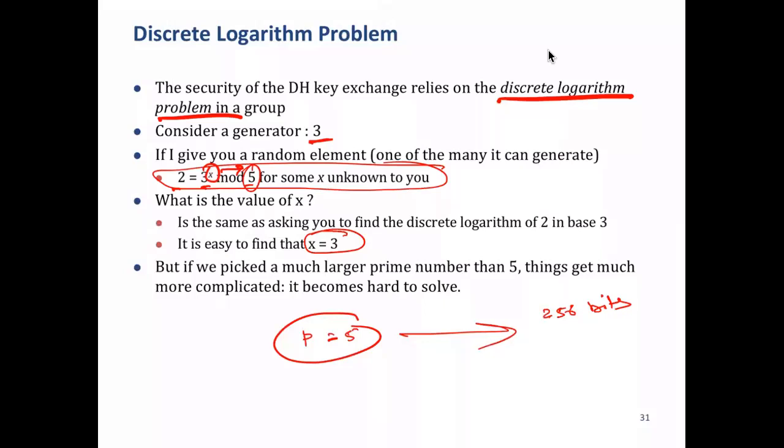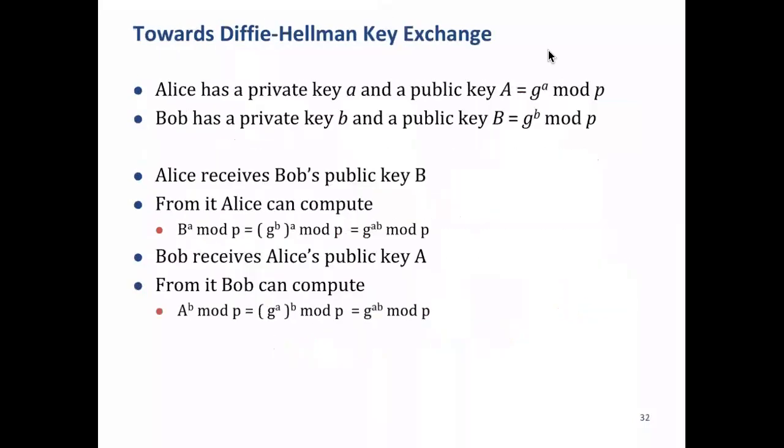There's no known algorithm for that. So please manually do some problems. Try doing it manually and you'll see the difficulty. This is the main thing in the Diffie-Hellman algorithm. It's called the discrete logarithmic problem. It's based on the discrete logarithmic problem.